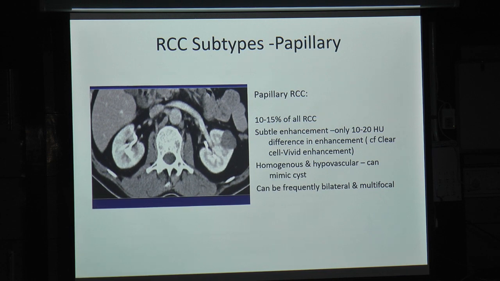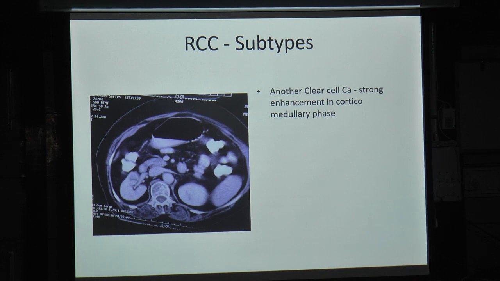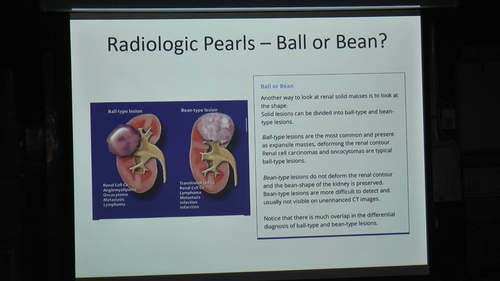There is a variant called papillary RCC. They have a low enhancement, 10 to 15% of all RCCs, and because of the low enhancement, they can be a differential for transition cell carcinoma. It can be frequently bilateral. They are homogeneous and hypovascular. That's why they are confused sometimes with the transition cell carcinoma if they are in the same locations. So locations matter. Another picture of clear cell carcinoma on the CT. Just thought I'll familiarize you with the CT plate before coming to the actual discussion.